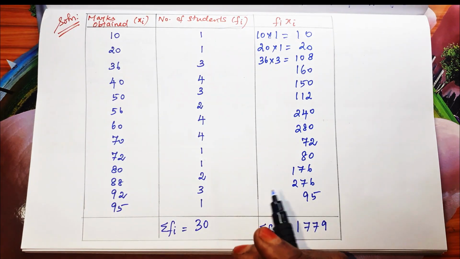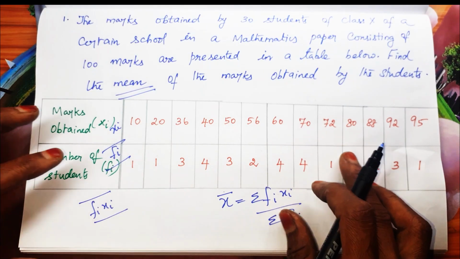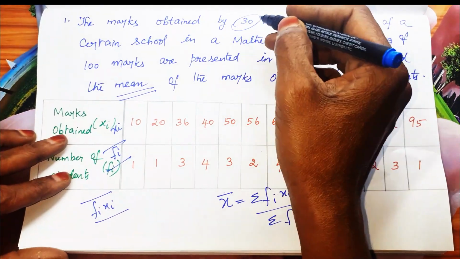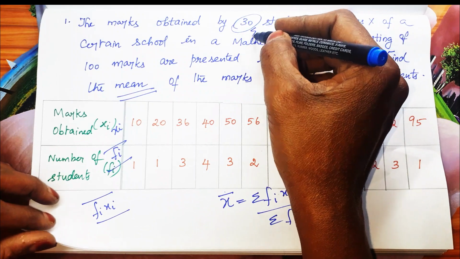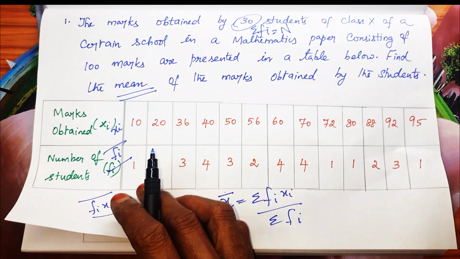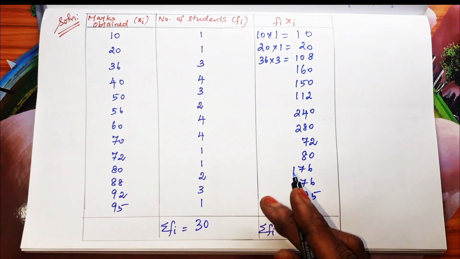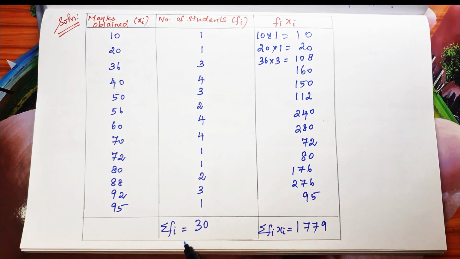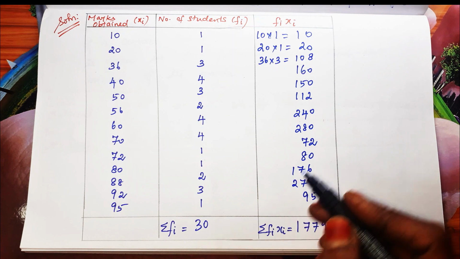Actually it is given in the problem also. See the problem, they have given the data for 30 students. So this is our summation fi. It has the symbol capital N. So it is given in the problem itself. So after summing this column, I am getting summation fi is equal to 30.